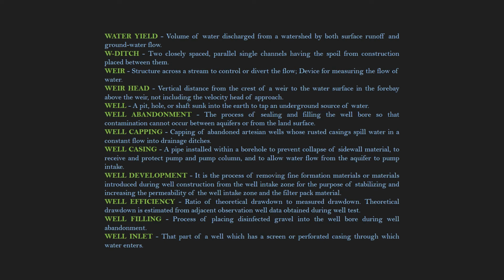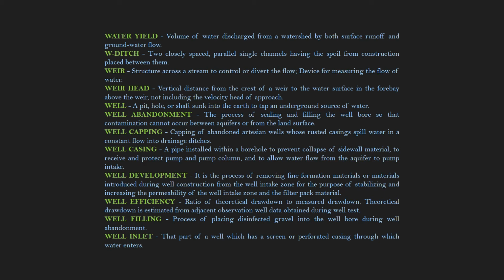Well abandonment: the process of sealing and filling the well bore so that contamination cannot occur between aquifers or from the land surface. Well capping: capping of abandoned artesian wells whose rusted casings spill water in a constant flow into drainage ditches. Well casing: a pipe installed within a borehole to prevent collapse of sidewall material, to receive and protect pump and pump column, and to allow water flow from the aquifer to pump intake.